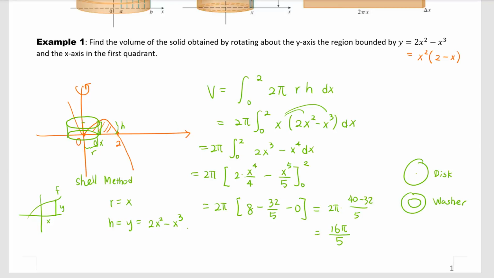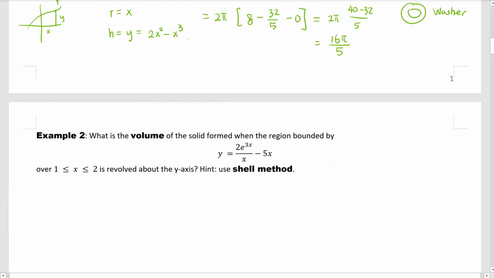If you get one circle, this is the disk method. If you get two circles, one big, one small, that is washer method. If you get a cylinder, that is shell method. For shell method, you need to figure out the R and H. Then look at your picture. What is your R? What is your H? And then just plug into the formula and evaluate the integral. Okay, so far, so good. Let's do more examples.